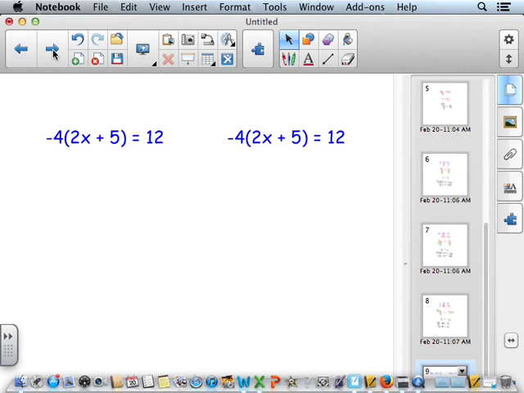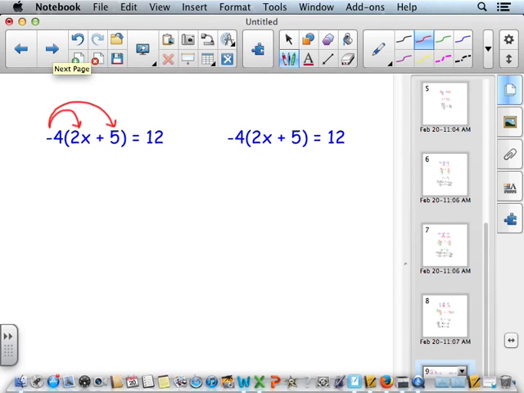Here I have the equation negative 4 times 2x plus 5 equals 12. I have it written twice because I'm going to show you two ways to solve. I know that when I have a number beside a set of parentheses, I can use the distributive property and multiply each number in the parentheses by the number that's outside the parentheses. So here I can multiply negative 4 by 2x, and I can multiply negative 4 by 5.